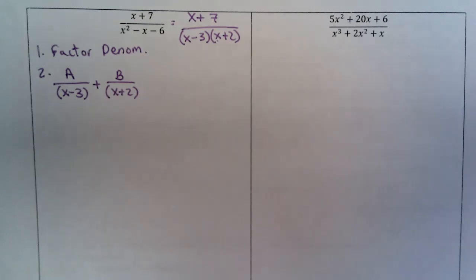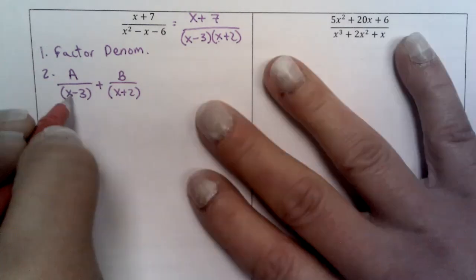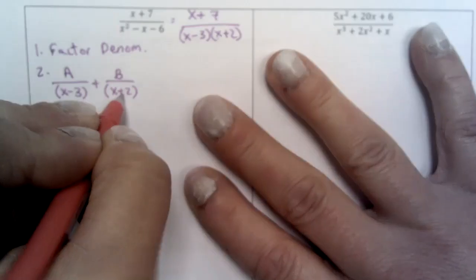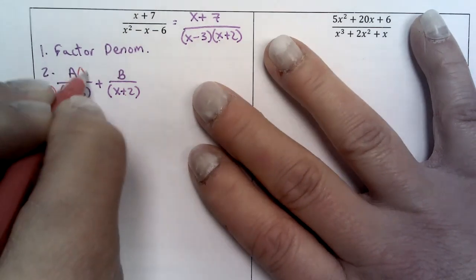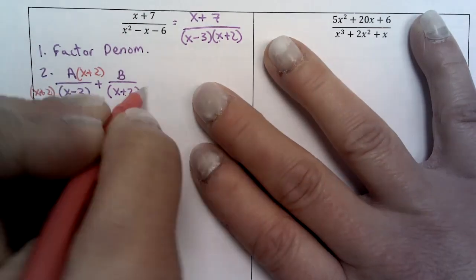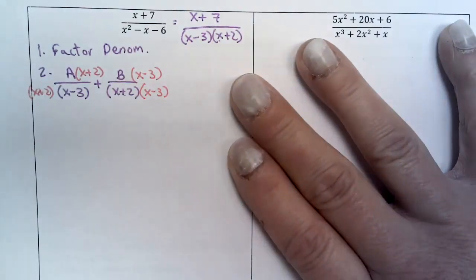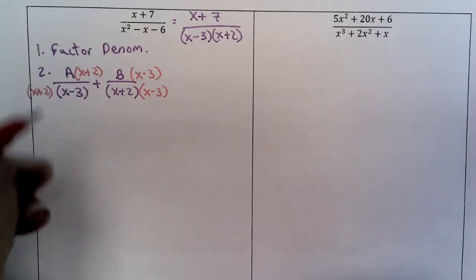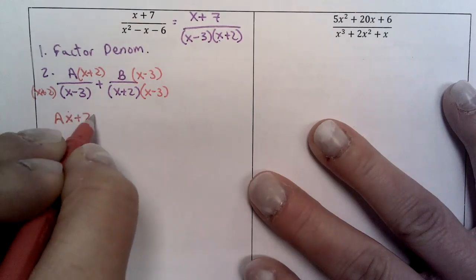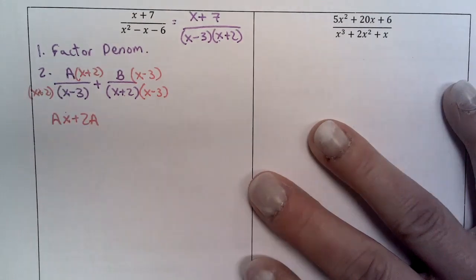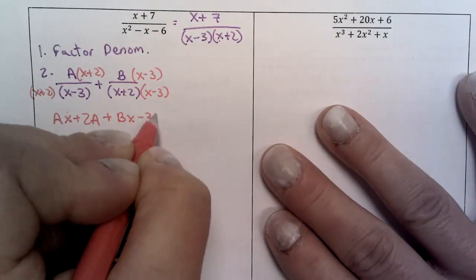But now notice we're adding these, so now we're going to have to get a common denominator. So our common denominator would be this times this. In order to get a common denominator, I have to multiply this by x plus 2, and whatever I do to the bottom, I have to do to the top. And same thing here, so I'm going to multiply by x minus 3. All right, so now we have x plus 2a, so I'm just going ahead and distributing that a, plus bx minus 3b.